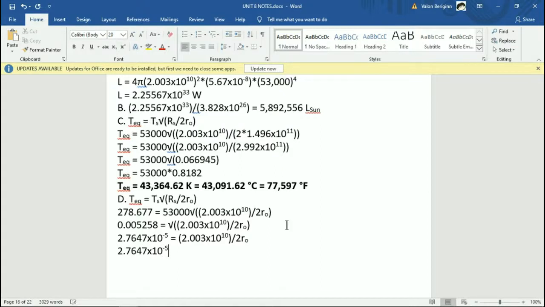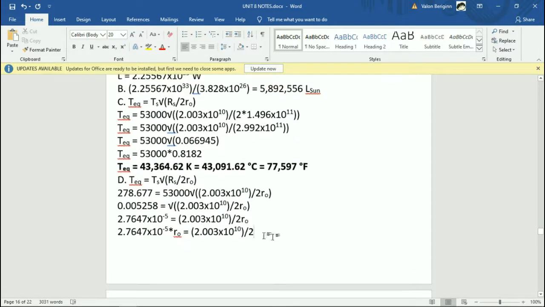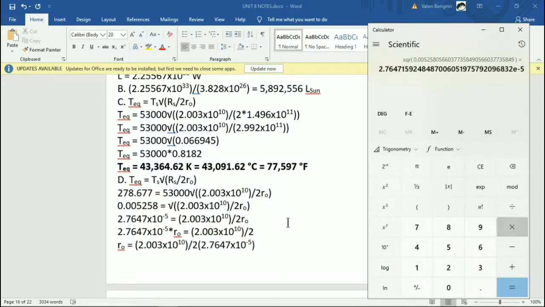Actually, I'll just multiply by R0. So then times R0 equals 2.003 times 10 to the 10 divided by 2. Well, actually, no, I'll save it. So then we can divide this. So we get R0 equals 2.003 times 10 to the 10 divided by 2 times 2.7647 times 10 to the negative 5. Okay, so we want to solve for that. So we want to multiply this by 2.